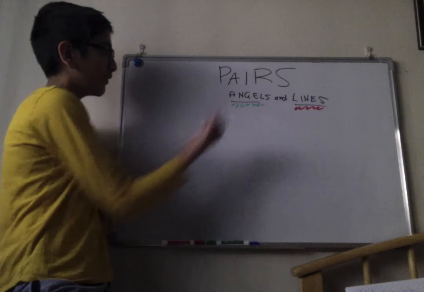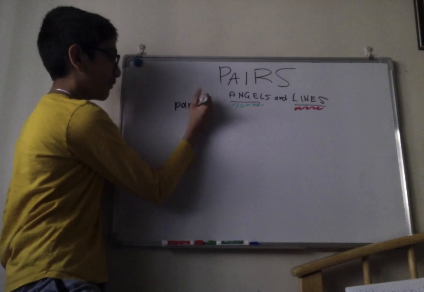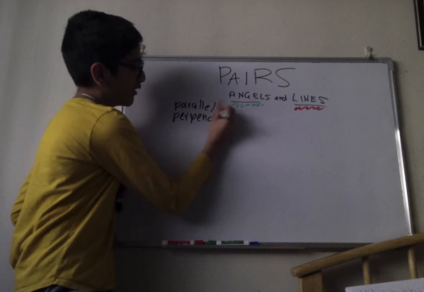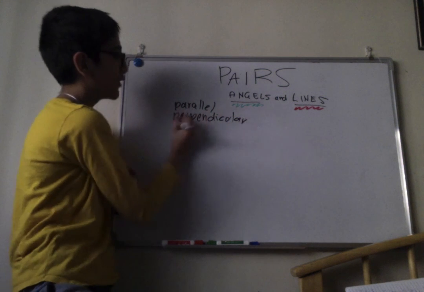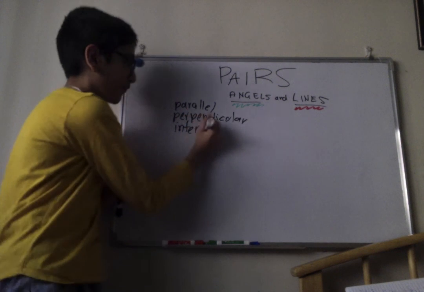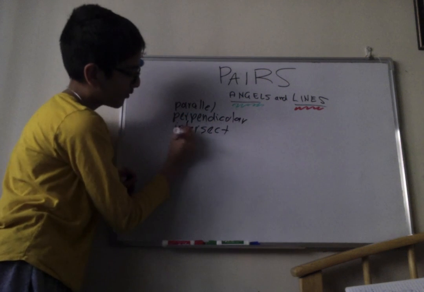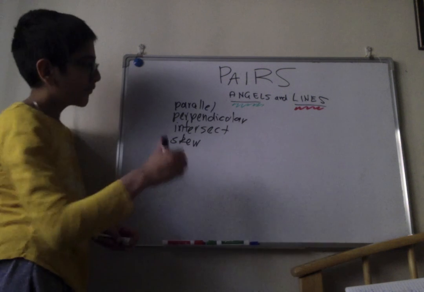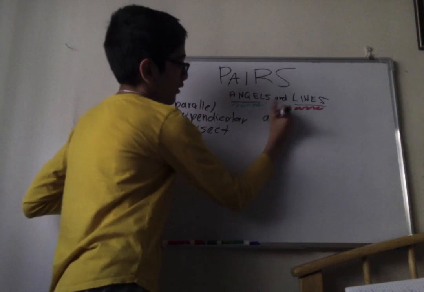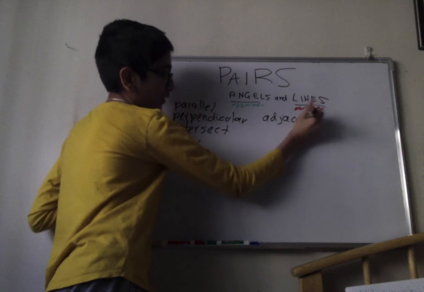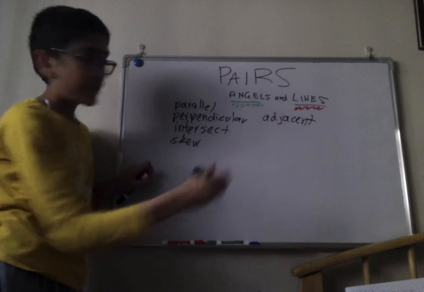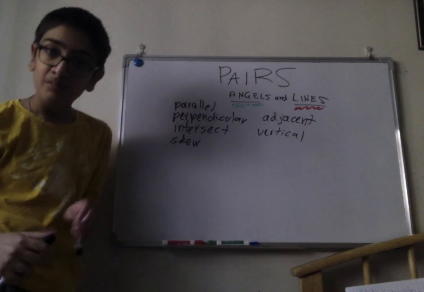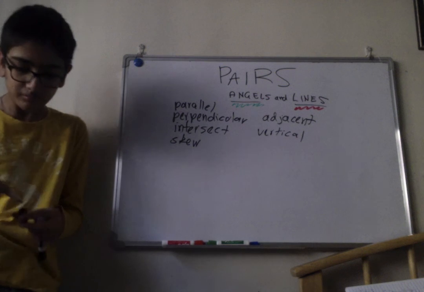And we learned about parallel lines, lines that don't touch, perpendicular lines, lines that intersect, intersecting lines, which are not perpendicular, but they still intersect. Then skew lines, which break the rules of parallel lines. Then we learned about pairs of angles, like adjacent, then the complementary and supplementary, and the vertical angles, which are formed by opposite rays.